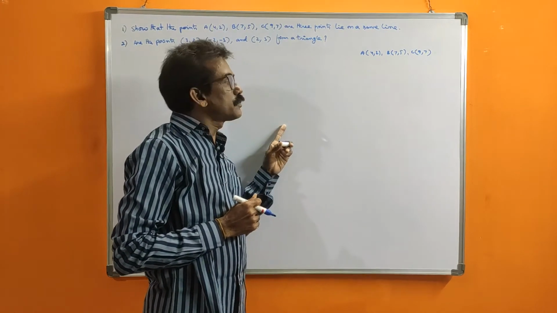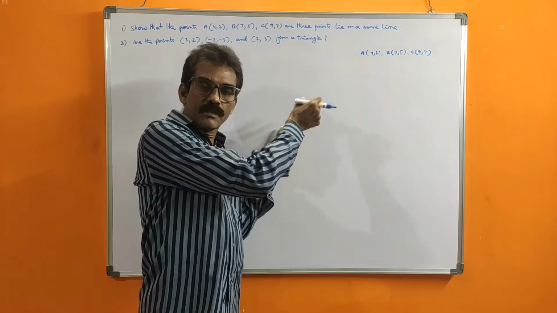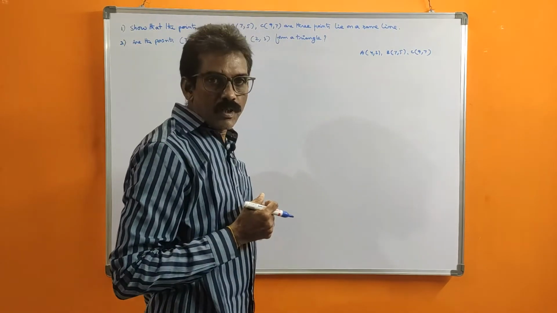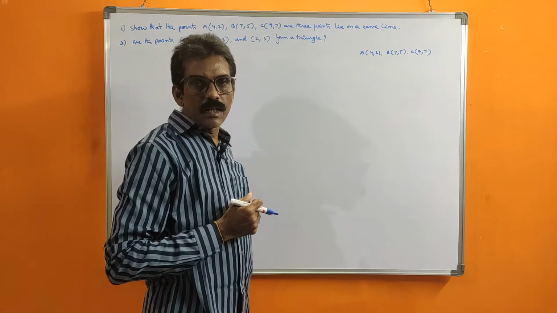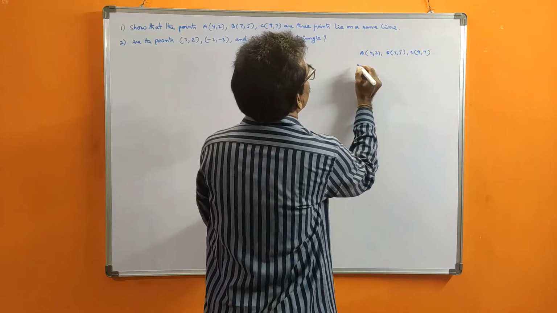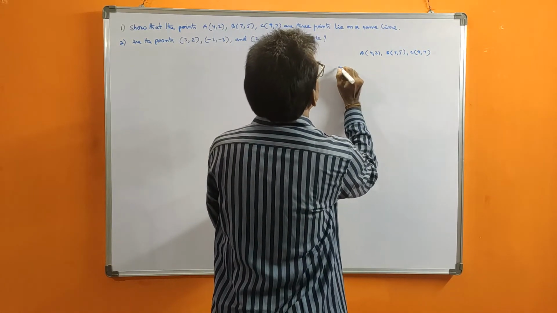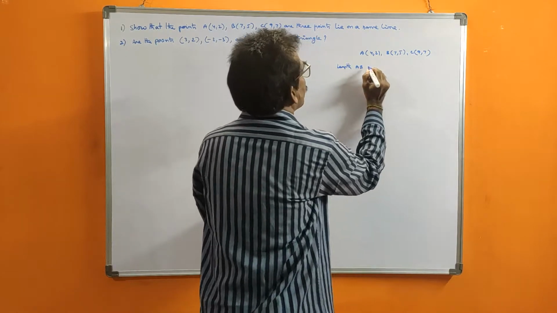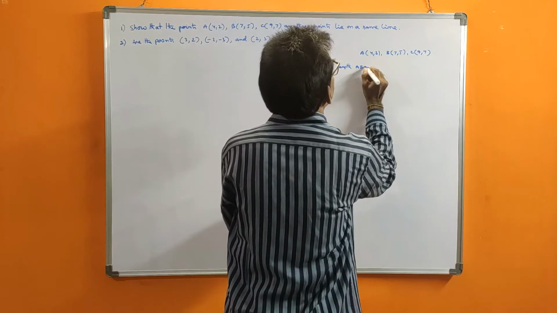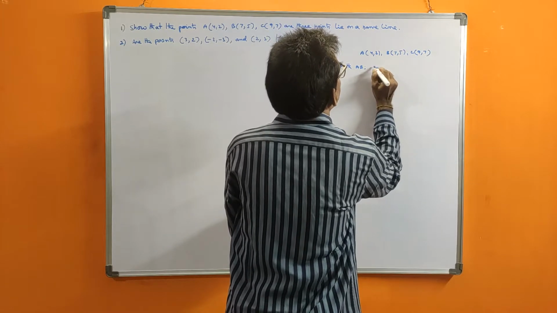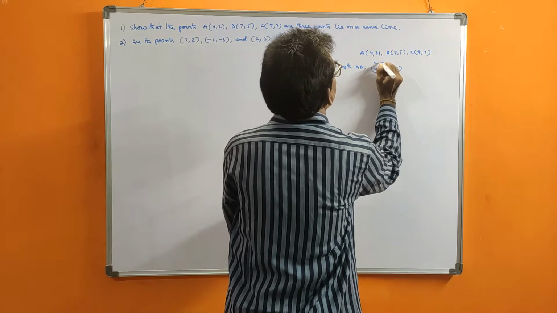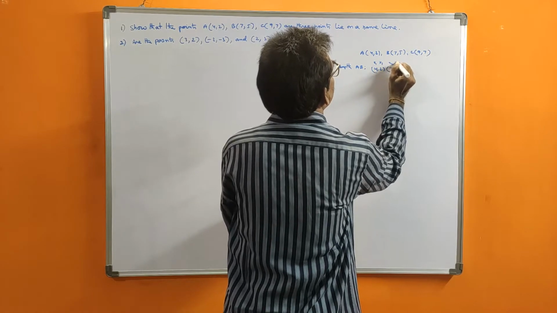That means the condition should be satisfied: the sum of any two sides equals the third side. Then we can say the 3 points lie on the same line. Let's see. Now take the points, first length AB. A point is (4, 2), B point is (7, 5). This is x1, y1, x2, y2.